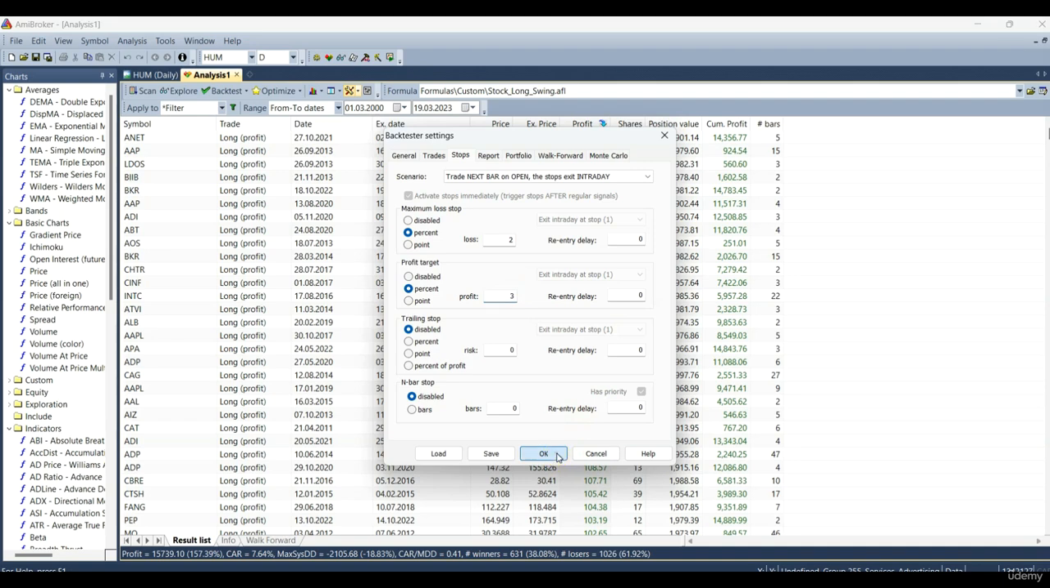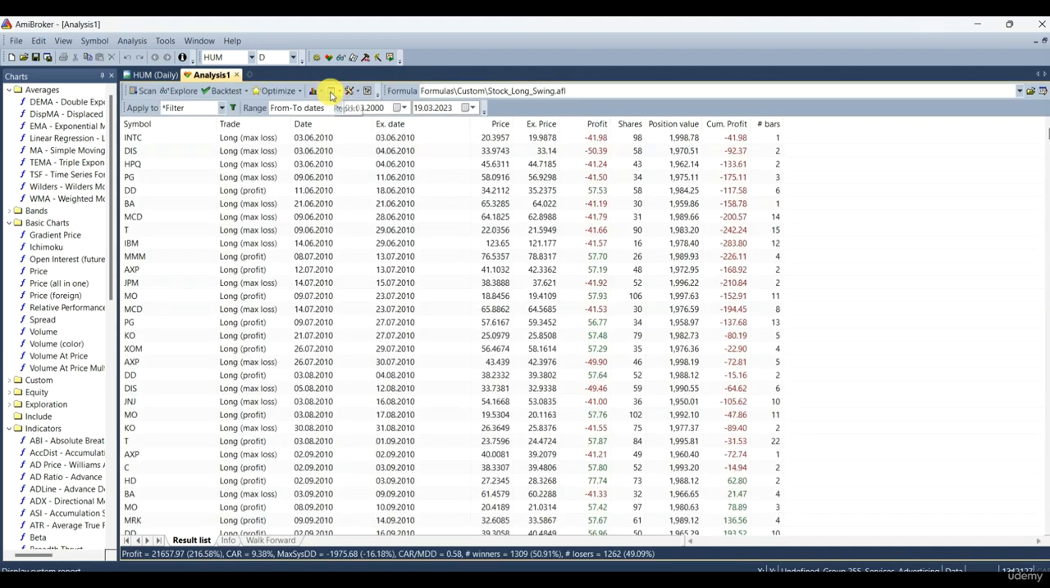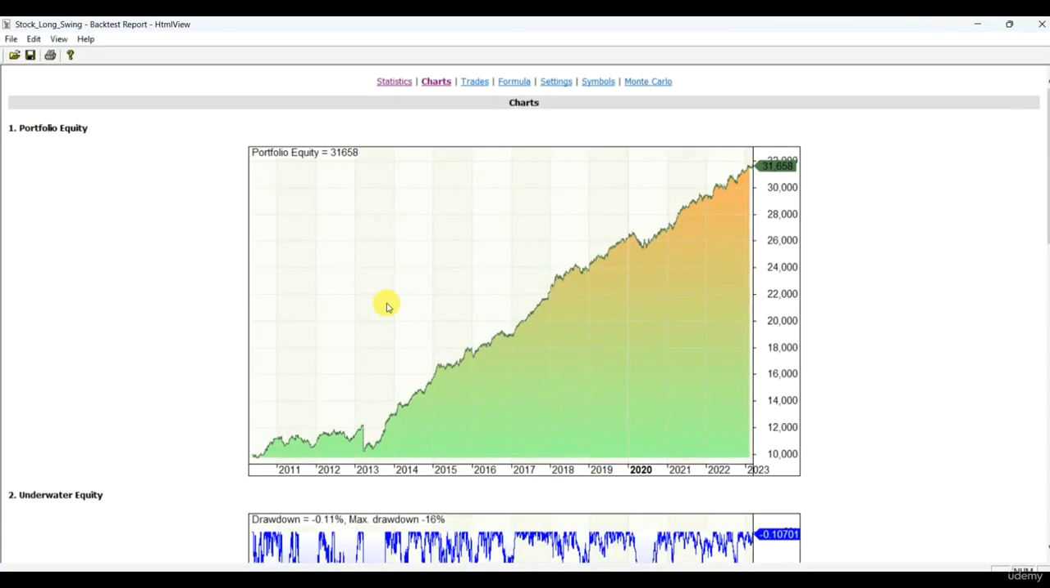Let's see what happens if I change it to 3% of profit. The equity smoothened exactly because of this, because we don't stay in the position so long and we aren't exposed to that much of volatility in the individual profits. We will get back to the detailed analysis later.